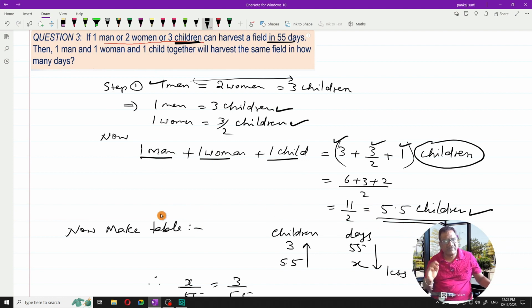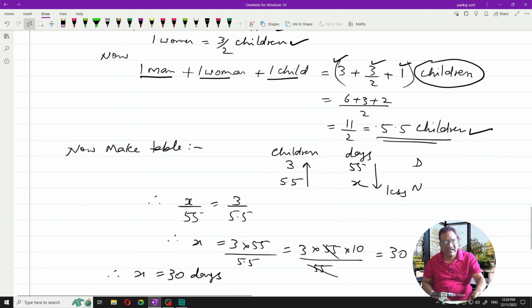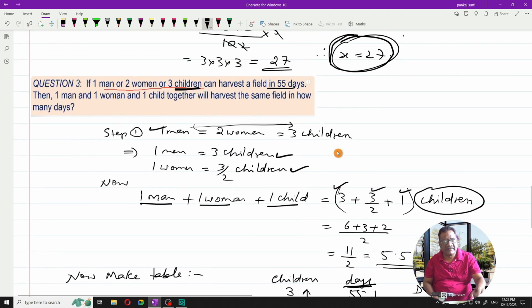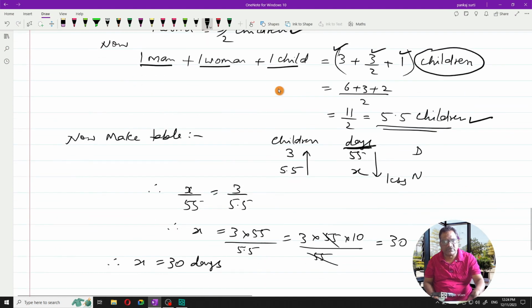Okay. Now we will try to make that table. And the table will be in terms of days and children only. So days column, I'm going to put 55 and X, because the question says that one man or two women or three children can harvest a field in 55 days. So three children and 55 days I'm going to put in the first row. In the days column I have put 55 days, and in the children column I am putting 3 children. Okay, 55 days and 3 children.